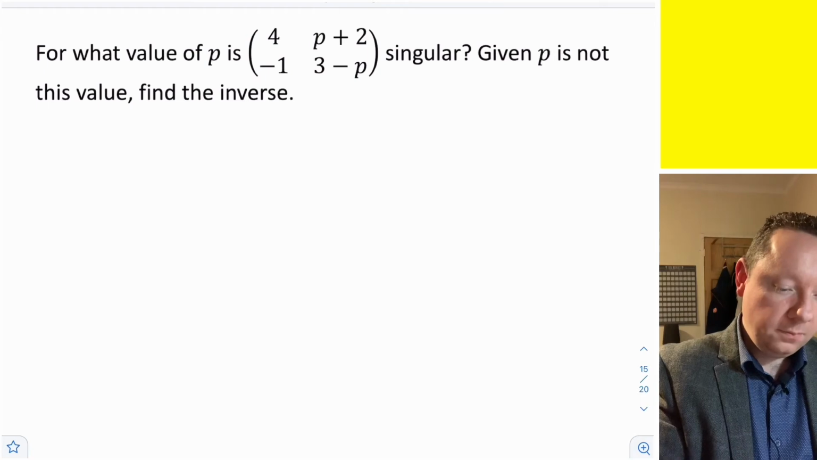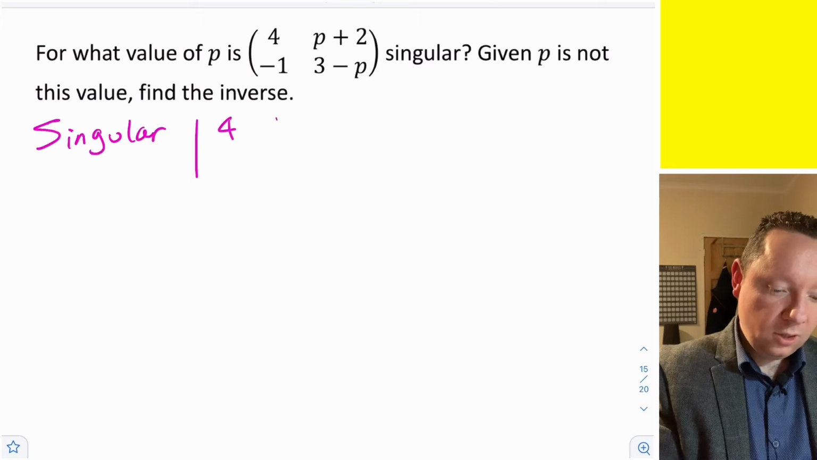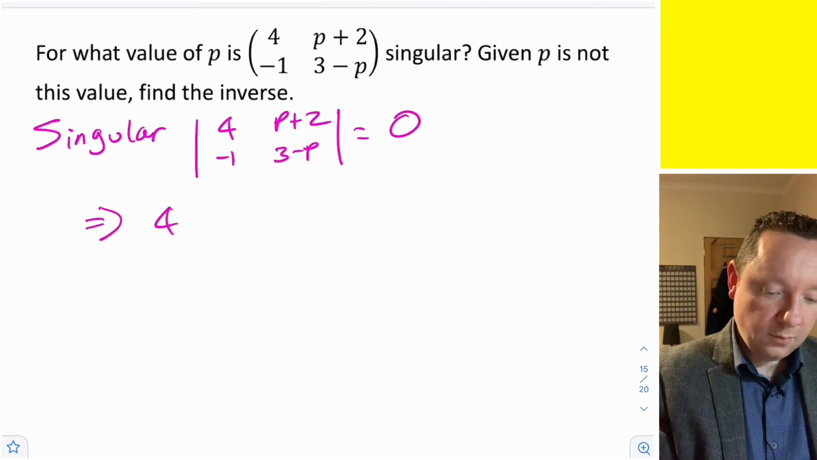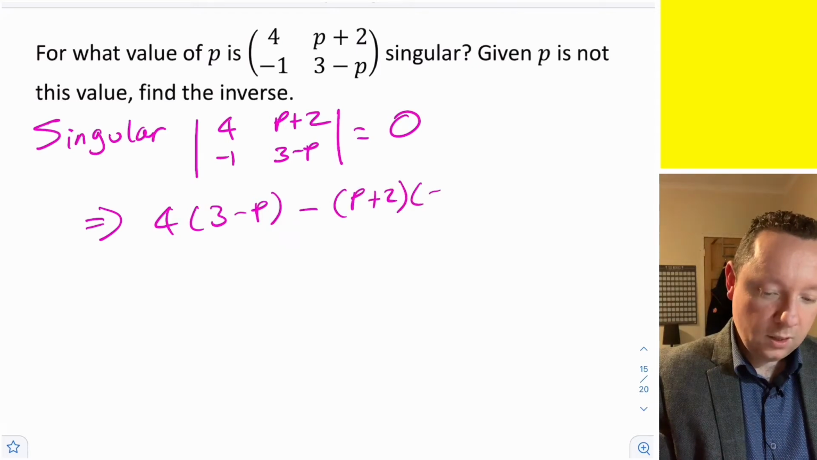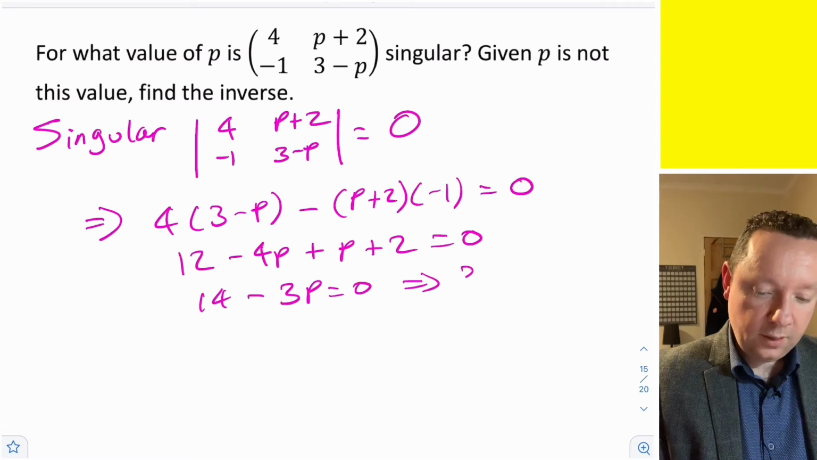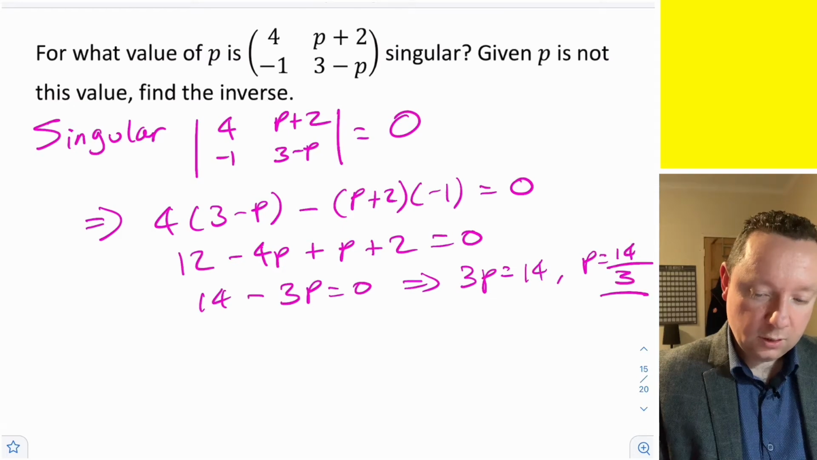So for singular, the determinant of this matrix must equal 0. So that implies 4 times 3 minus p plus 2 times minus 1 equals 0. 12 minus 4p plus 2 equals 0. 14 minus 4p equals 0 implies 4p is 14. So p is 14 over 4.